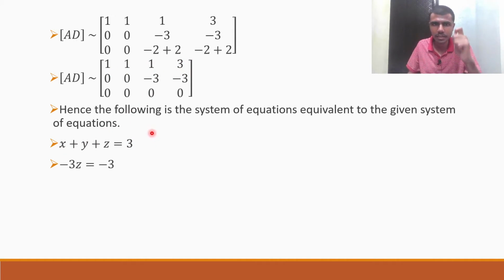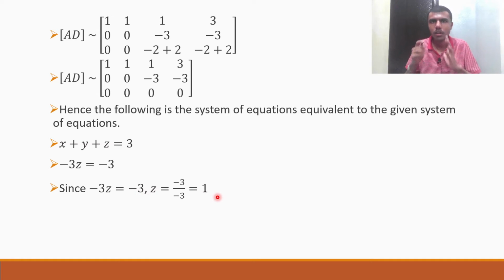That's my first equation. Next, 0 into x plus 0 into y plus minus 3 into z equal to minus 3. That means minus 3z equal to minus 3. Here 0 into x plus 0 into y plus 0 into z equal to 0. So 0 equal to 0. You don't have to bother much about it. Fine. Now let's simplify this. Minus 3z equal to minus 3. So z will be minus 3 by minus 3.